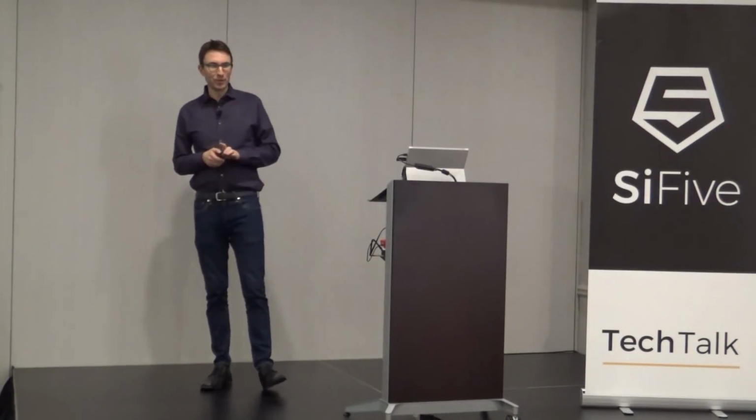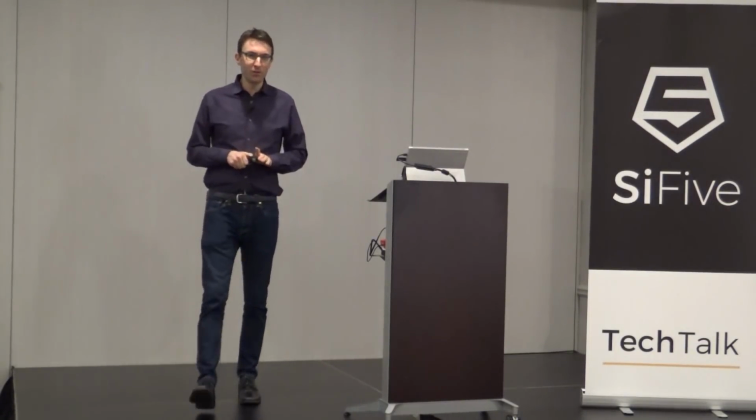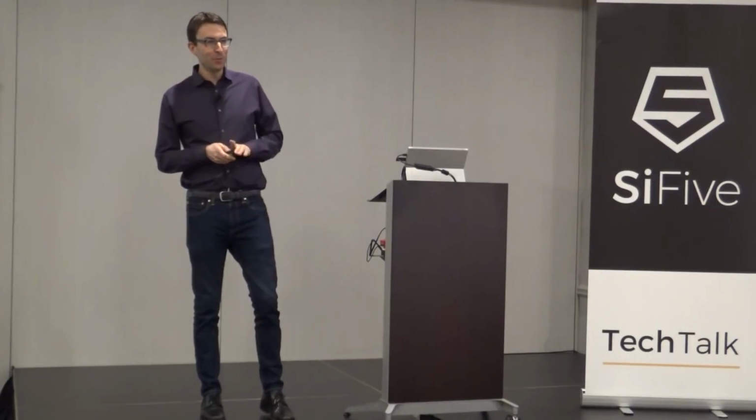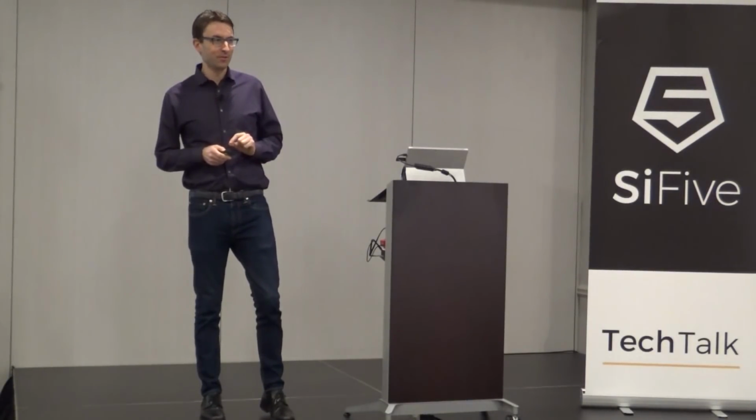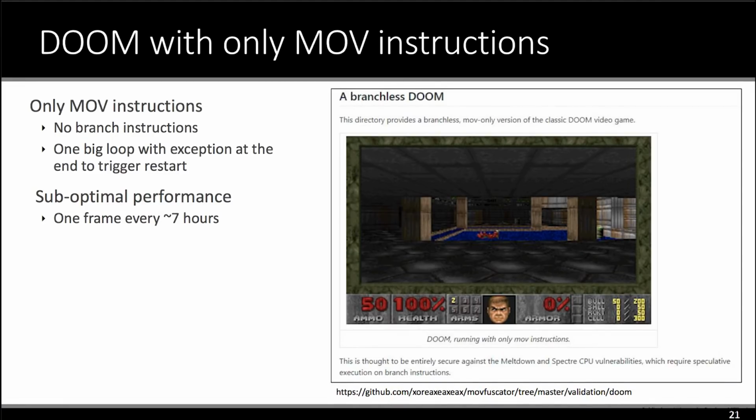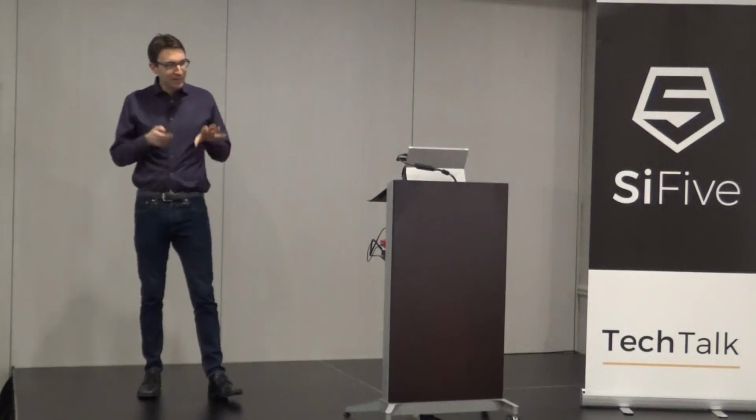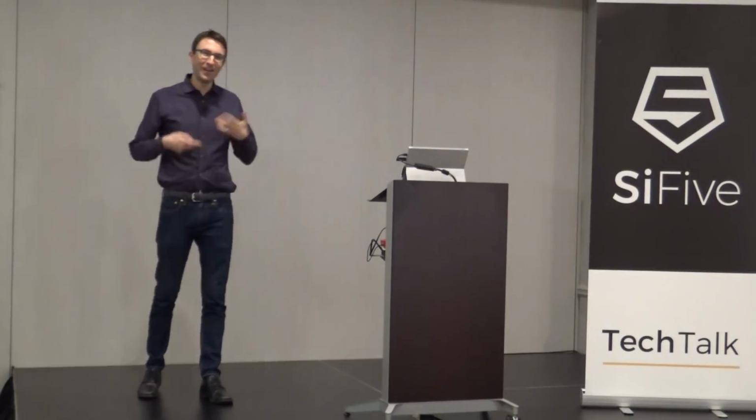One countermeasure I thought was really funny, though, is somebody took Doom and implemented it using only move instructions. There's nothing else here. It's all one huge loop, and at the end there's an exception that gets triggered, which sends it back to the beginning, and it just runs through this loop of move instructions, and the power of the move instruction on x86 processors is sufficient that you can build Doom with absolutely nothing else. One frame every 7 hours, but you know, some of the countermeasures have a performance impact. We know that.